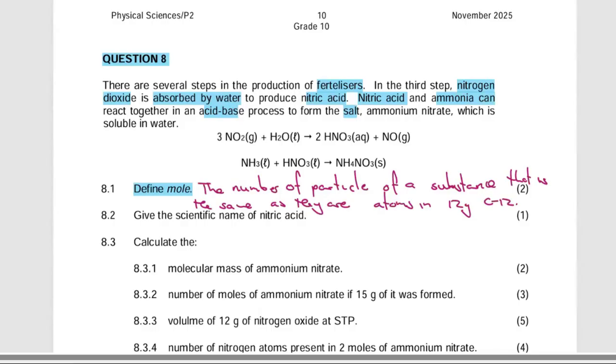Then after that, give the scientific name of nitric acid, right? So what we have there is nitric acid. We're going to have something that is referred to as hydrogen nitrate, right? So it's going to be hydrogen nitrate. This is what you're going to have.